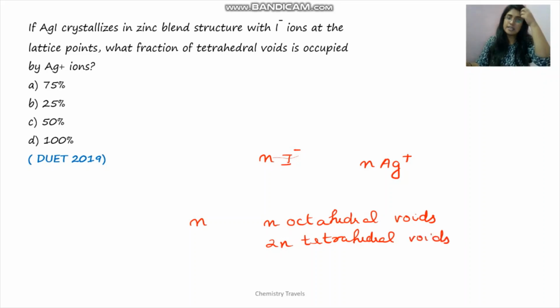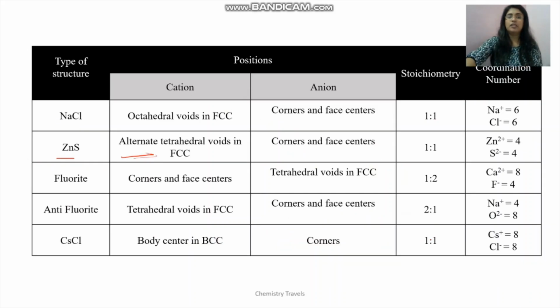But in this case, only half of the tetrahedral voids are filled. Generally we have 2N tetrahedral voids as 100%, but for us only N tetrahedral voids, half of it. Alternate ones means only half of it is being filled. So it is N tetrahedral voids which are being filled. Therefore, it would be 100 by 2, that is only 50% is being filled by Ag+ ions. Clear? Let's move to the next question.